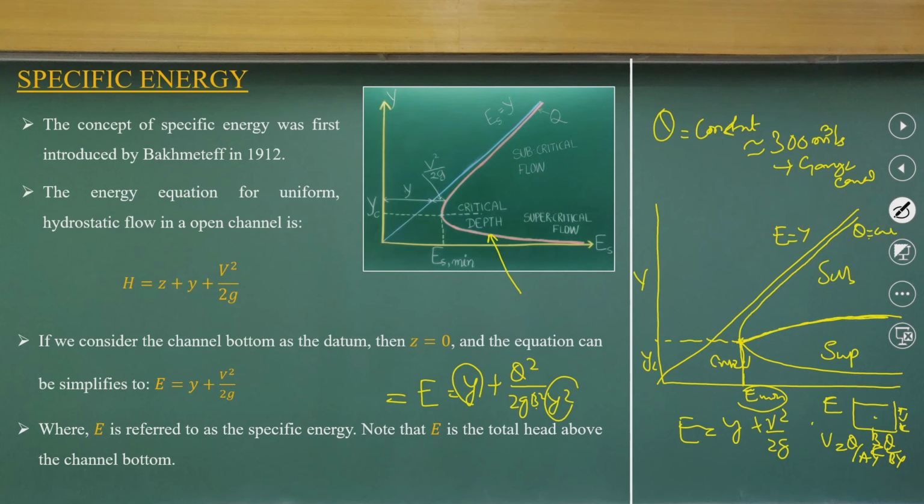With a different discharge we will get another curve. So, you have a supercritical and subcritical zone, it divides the zones, and you have an E minimum. The E minimum represents the critical depth, and this line is y, this line is v square by 2g. At the critical depth, whatever the velocity is, we also call it the critical velocity.